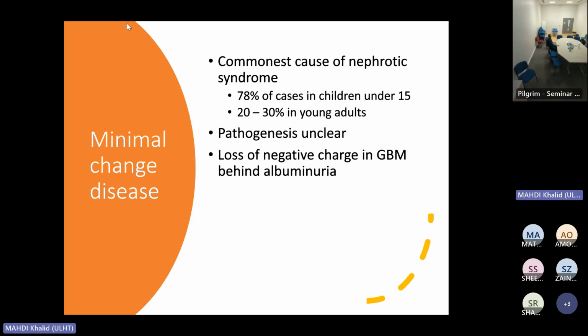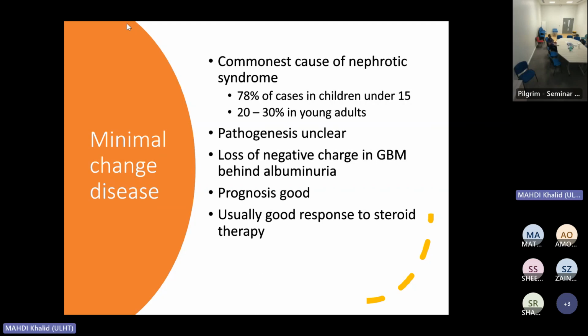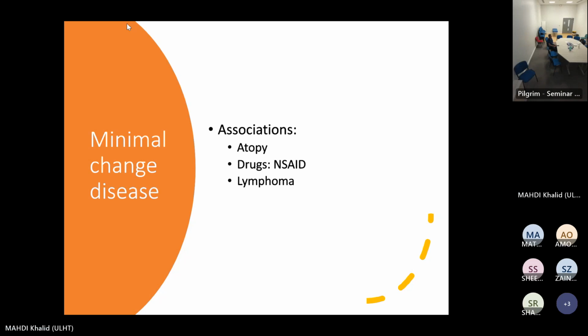If they need recurrent treatment, we tend to do second line, some phosphomycin, and in children they tend to use cyclosporin. So their prognosis is generally good. They do respond to steroids. Again, look for associations. Lymphoma is an interesting one. Don't routinely look for it, but we do see it sometimes associated with lymphoma.